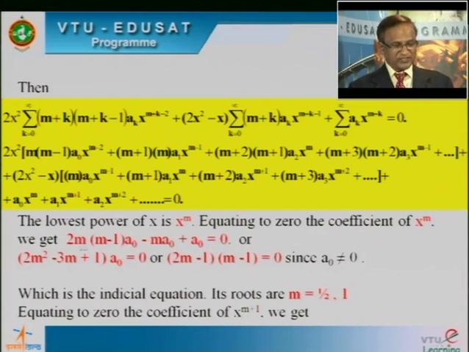So now you can simplify. A naught is common, you can take it out, and the remaining thing can be written as 2m square minus 3m plus 1 into a naught is equal to 0.